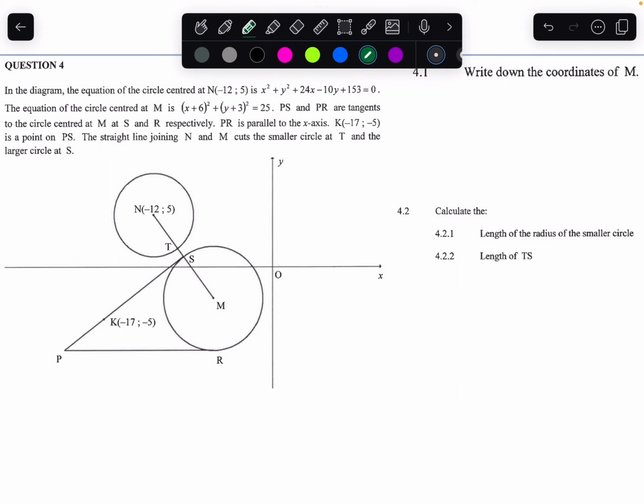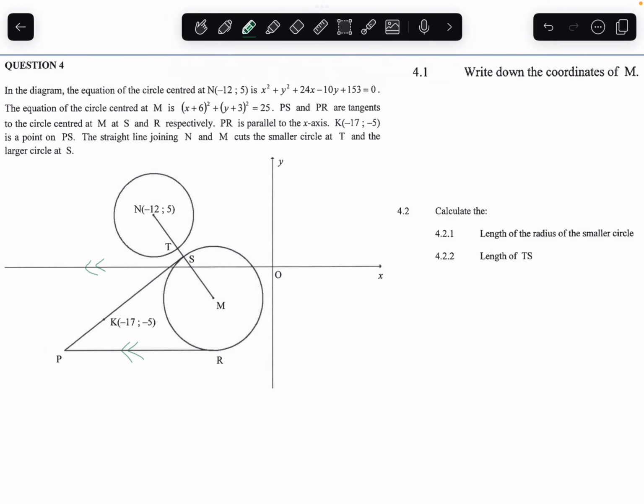I'm just going to go right ahead and fill that in because that might come in handy later, and I will probably have forgotten that they said that. Okay, and then K, they give us the coordinates of K, negative 17, negative 5, is a point on PS. Okay, cool. The straight line joining N and M cuts the smaller circle at T and the larger circle at S. Whew, a whole essay inside mathematics. Right, so let's see what the first question is.